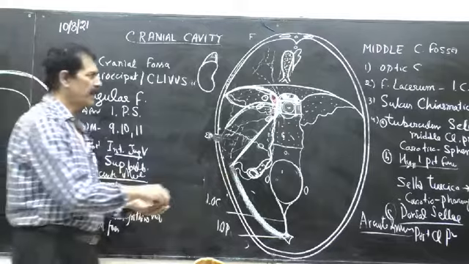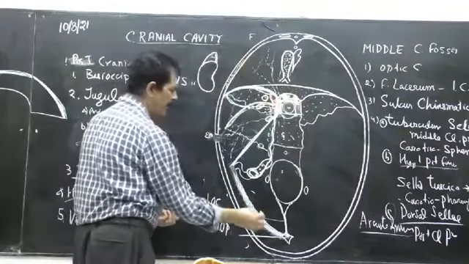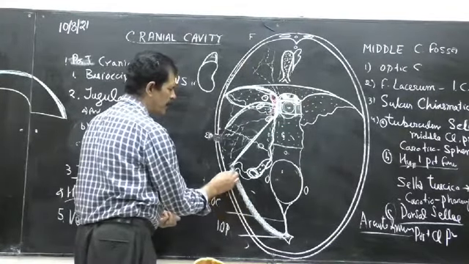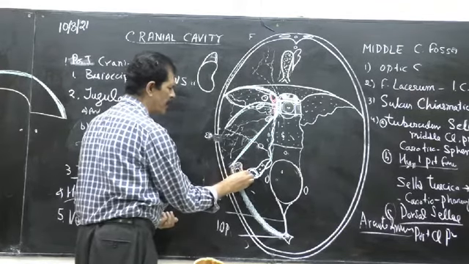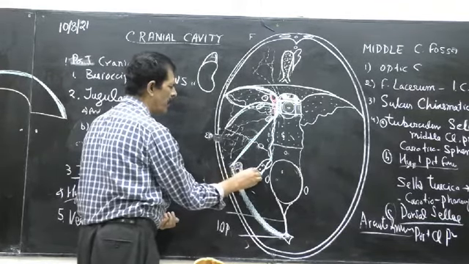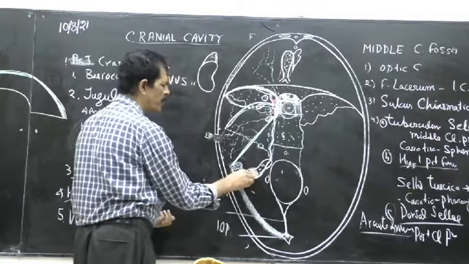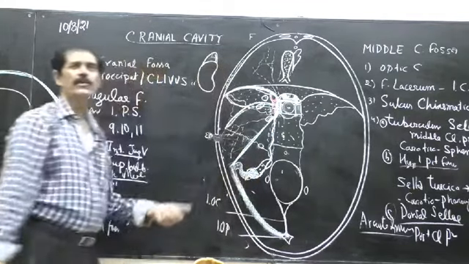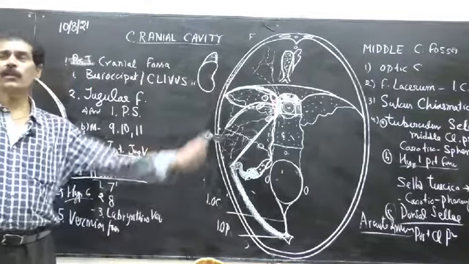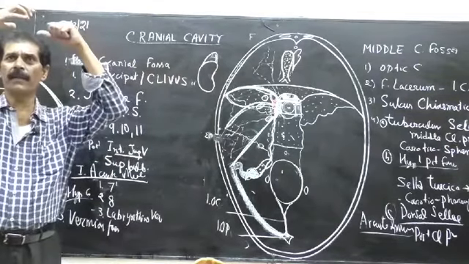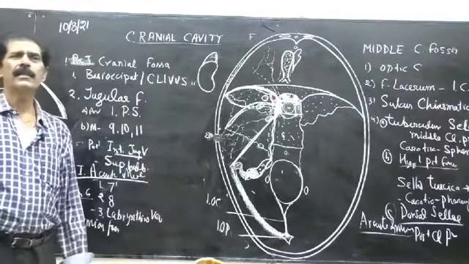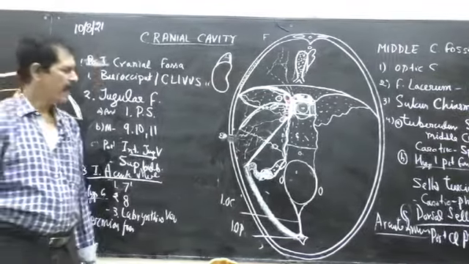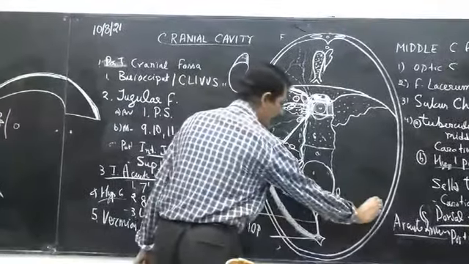So the whole of the blood coming from the cerebrum to the superior sagittal sinus goes to the transverse sinus, and from the transverse sinus to the sigmoid sinus, and the sigmoid sinus gives the start of the internal jugular vein, which goes out of the skull through the jugular foramen. So the whole of the venous blood from the brain goes out of the skull through this emissary foramen, that is the jugular foramen. Same is happening on the right and left side.